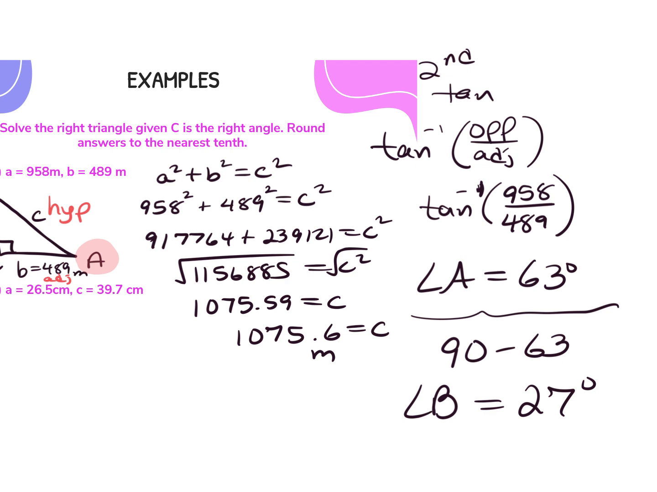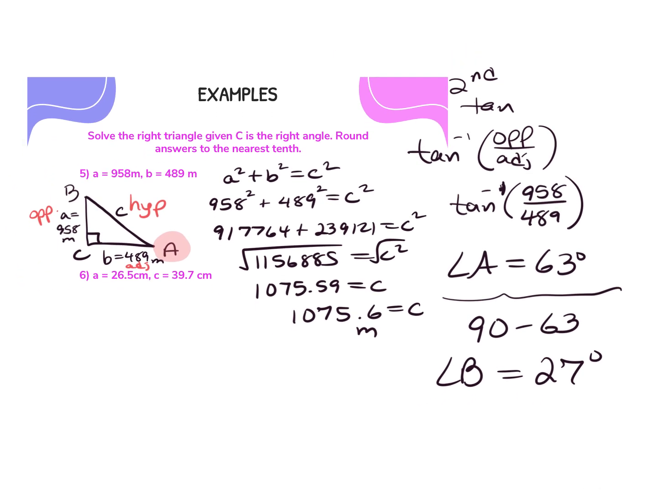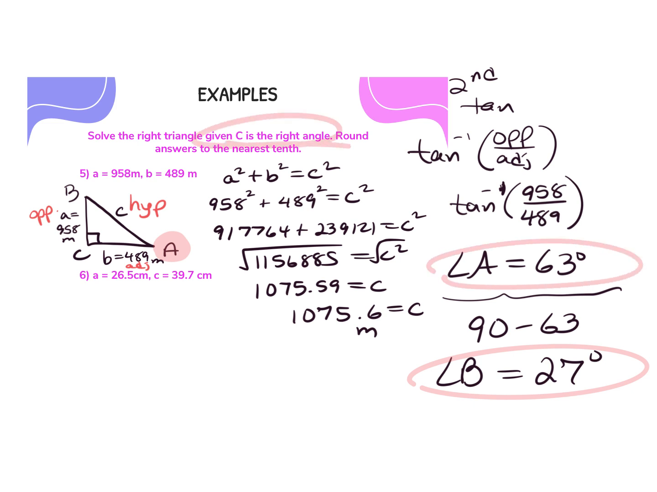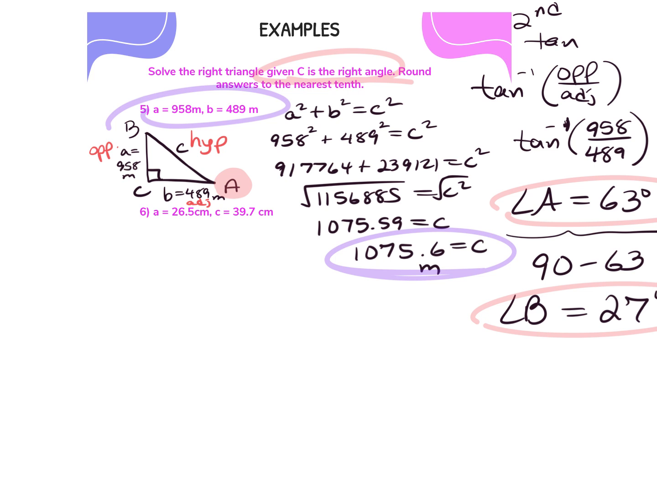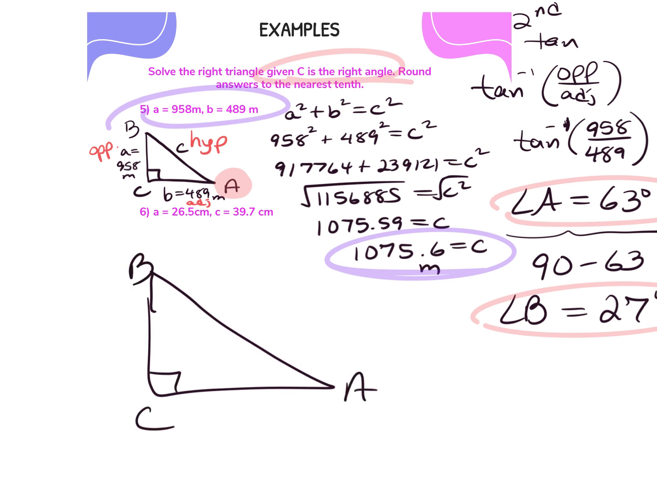Okay, so that completed my triangle. I now have all three angle measures. Angle B, angle A. Angle C was the right angle from the beginning. And then I found the missing side, and they had given me the first two. So let me draw my triangle. So ABC again. C still the right angle. This time they're giving me little a, 26.5 centimeters. They gave me the hypotenuse this time, 39.7 centimeters. I don't know little b.